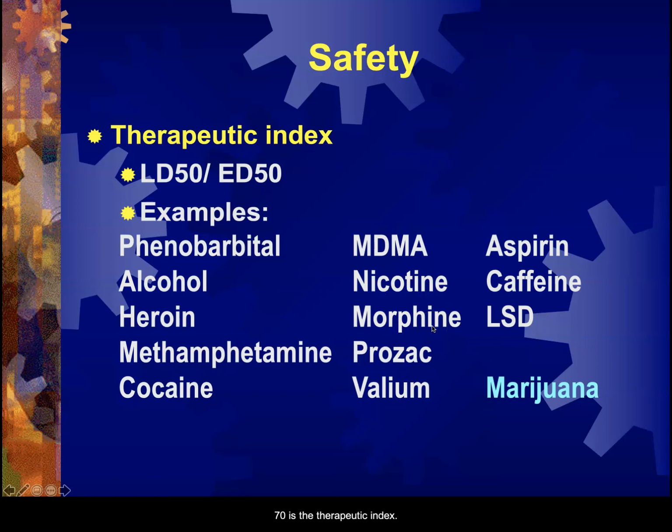Let's see, morphine, 70 is the therapeutic index or so. Prozac is about 100. Valium is about 150, 160. Aspirin is 199. So if you take 2 aspirin tablets for a headache, if you take 400, you've got a 50-50 chance of dying. Caffeine's about 1,000. So people do die of caffeine overdoses, but you have to drink an awful lot of coffee to do so. Let's see, LSD. LSD is about 4,800. Now it works on a very low dosage, but it's a fairly high therapeutic index.